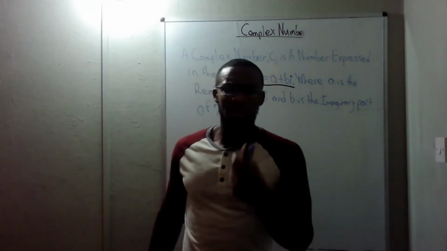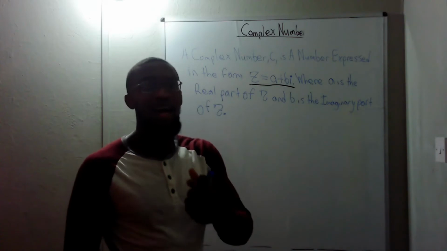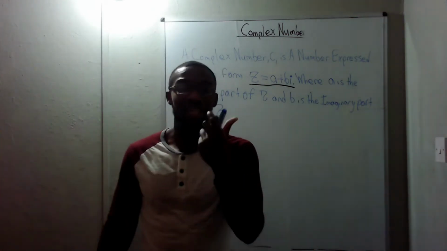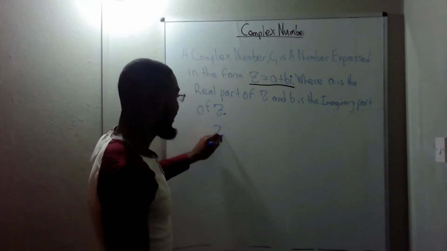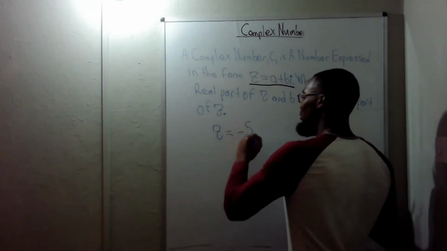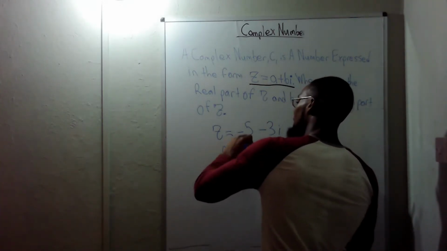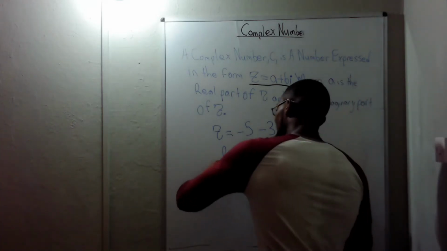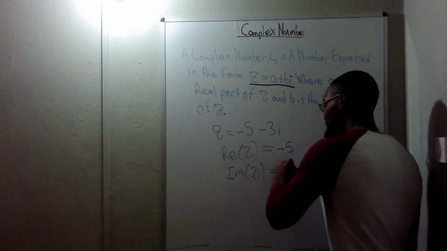Now, not all the time it's going to be that simple. This is where the powers of i are extremely important when we're looking at finding the real part and the imaginary part of a complex number. If I give you one last one to try, z is equal to negative 5 minus 3i, you can tell me that the real part of this complex number is negative 5, and the imaginary part of this complex number is, as you rightfully said, negative 3.